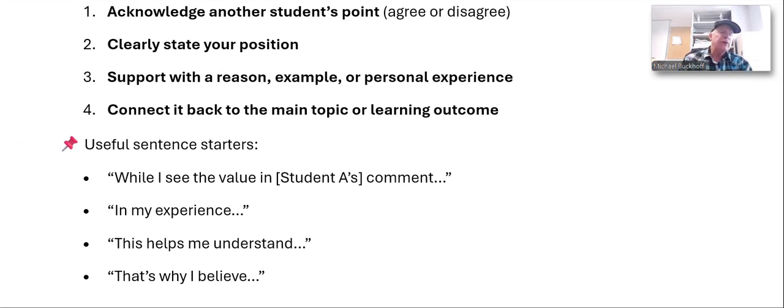So you can use useful sentences like, well, I see the value in Student A's comments, or in my experience, this helps me understand, and that's why I believe. So these are good sentence starters to help you begin this type of writing.